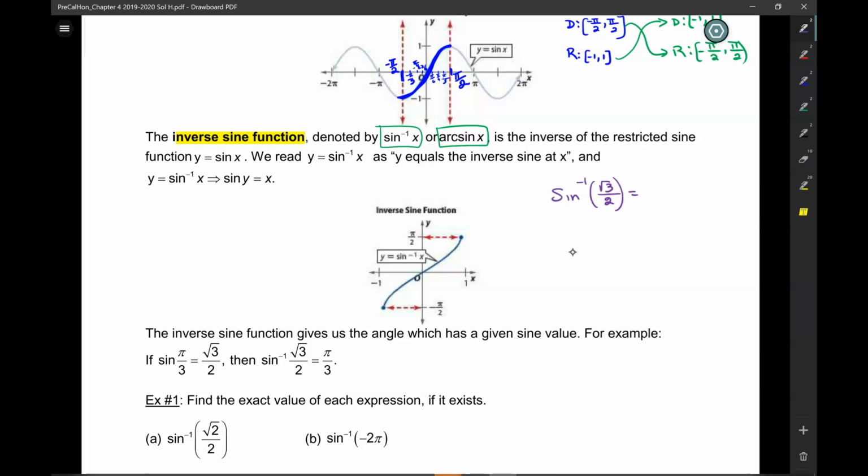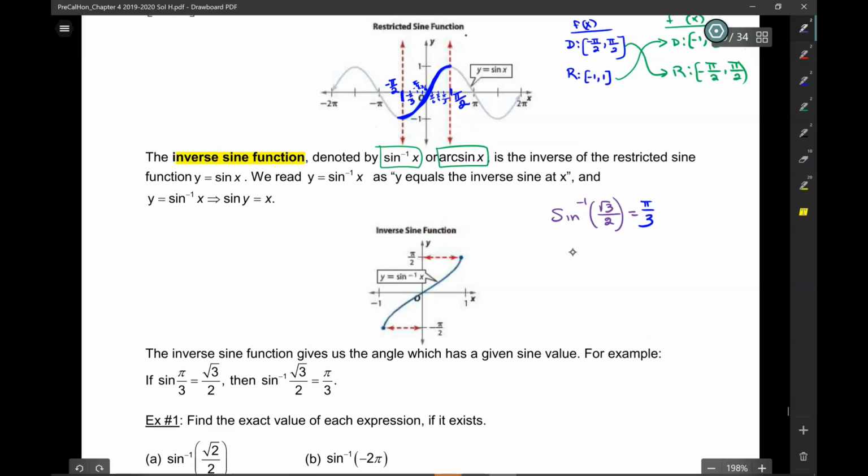Pi over 3? Does that make sense? 60 degrees or pi over 3? So pi over 3. Okay, so we're going backwards. Until now, I was asking, what's sine of pi over 3? And you'd say, it's root 3 over 2. Now I'm asking, what's the angle, the sine of which is root 3 over 2? And you say, it's pi over 3.